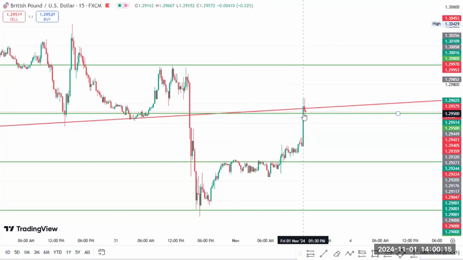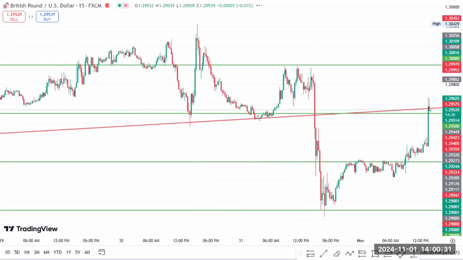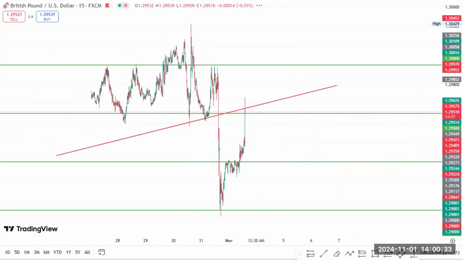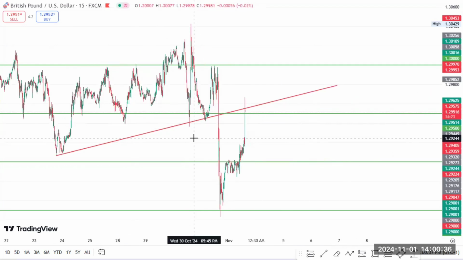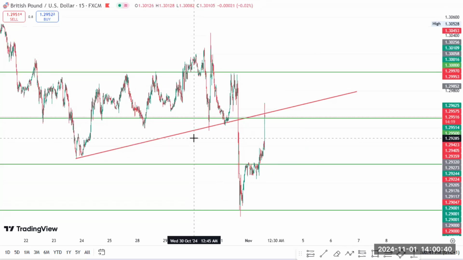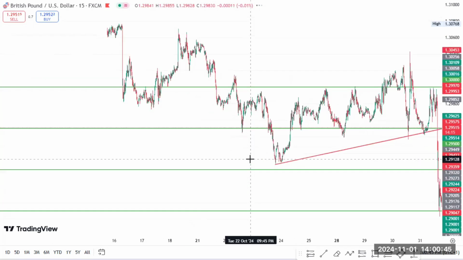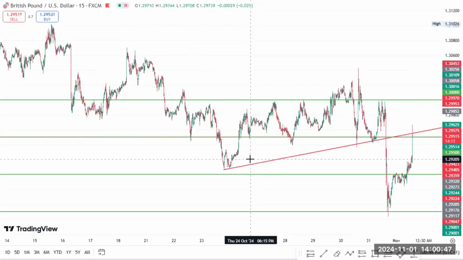Today is Friday, 1st of November, 2024. So you can see this long candle was caused by NFP. What the break and retest strategy simply means is that you are going to draw a trend line. That is what is happening here right now. So you will draw a trend line. So this is my trend line.